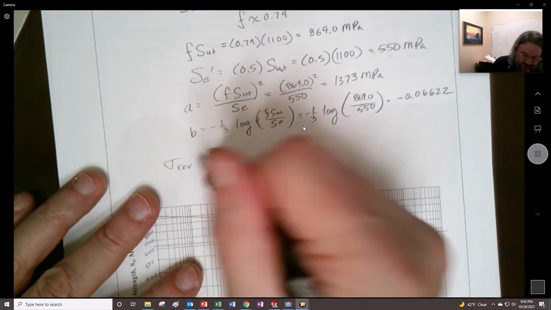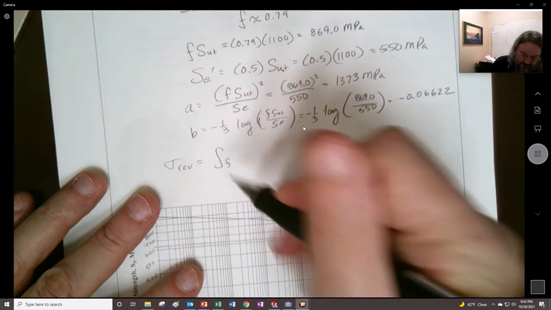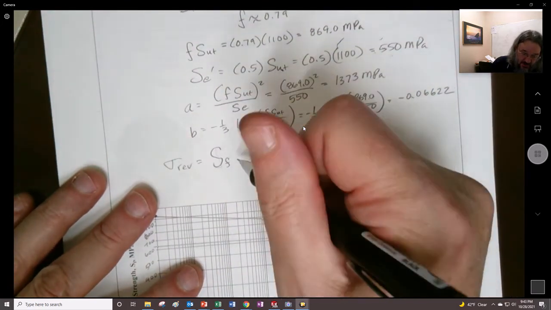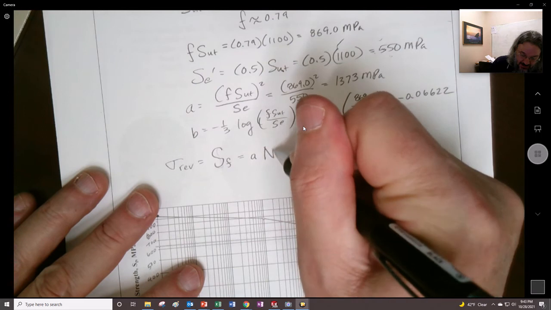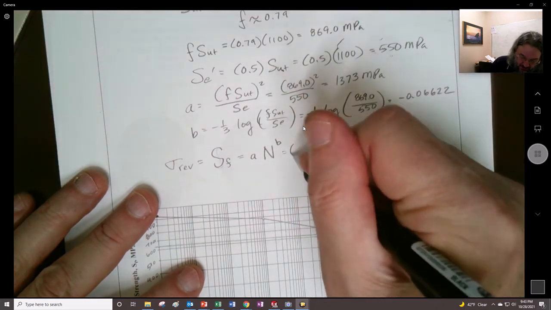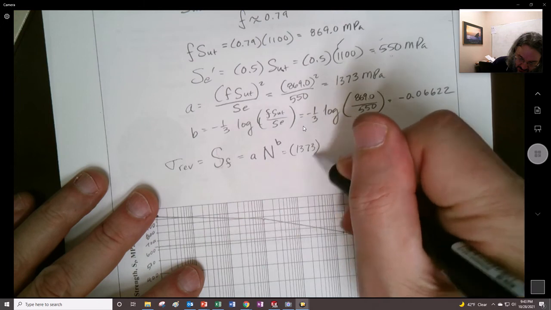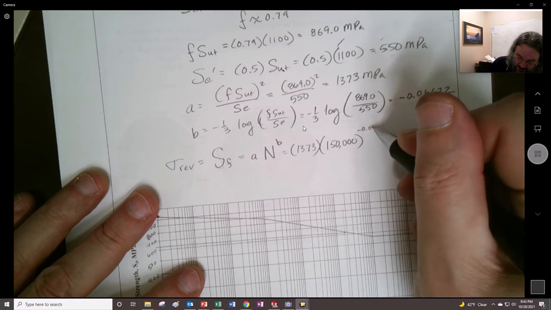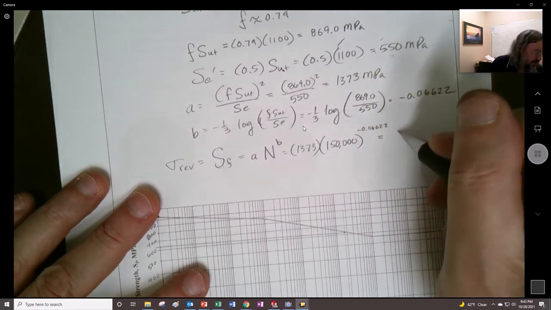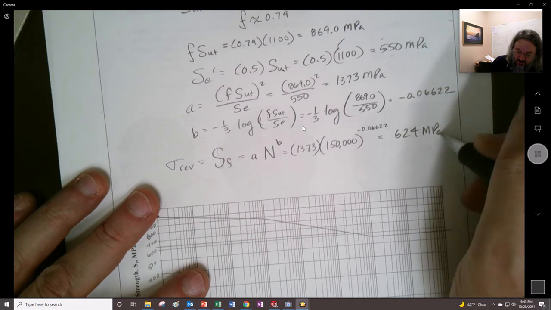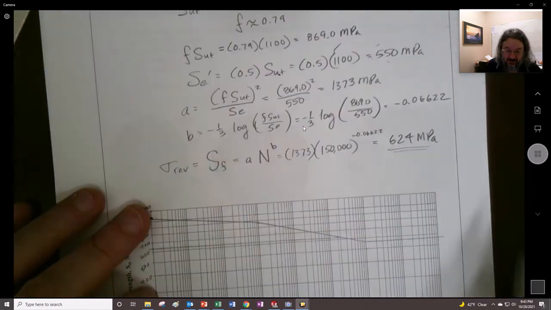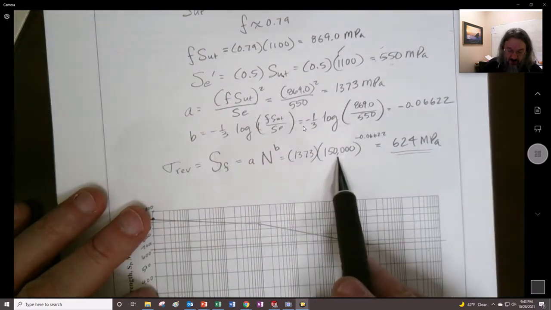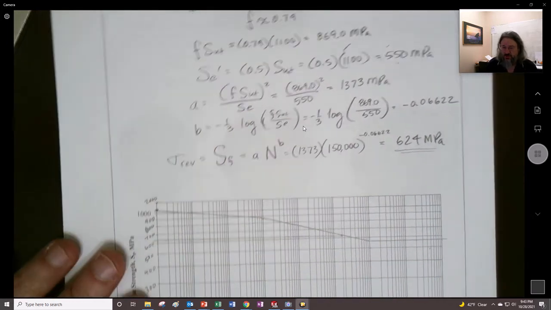So we could call this the reversible stress, or you could say that this is the S_f. I don't know. I made that S look kind of weird. There you go. It's still not great looking. We went a times N raised to the b, or 1373 times 150,000 raised to the negative 0.06622. And I get 624 megapascals. And so that is the fatigue strength corresponding to a life of 150,000 stress reversing cycles.